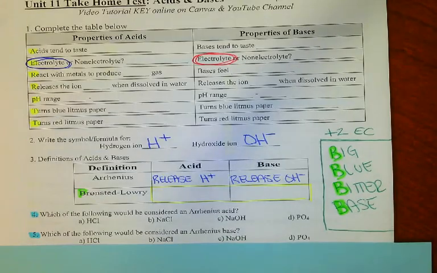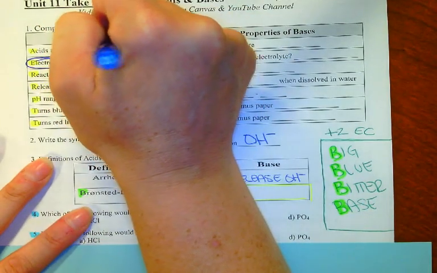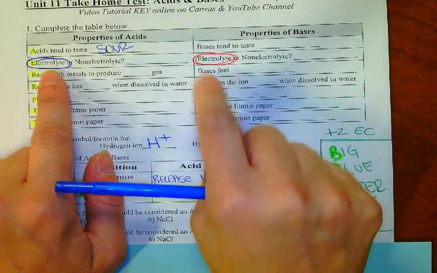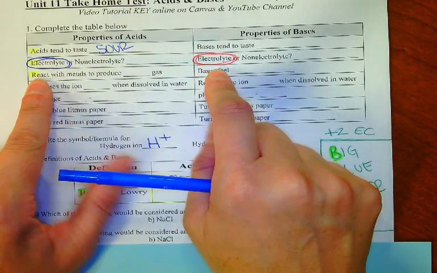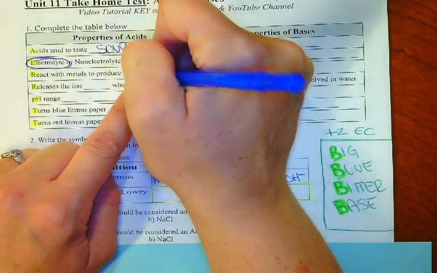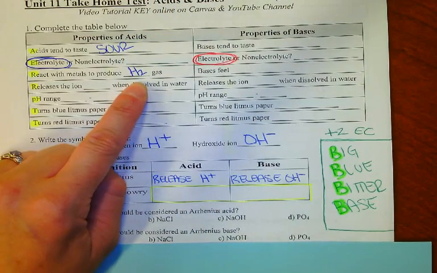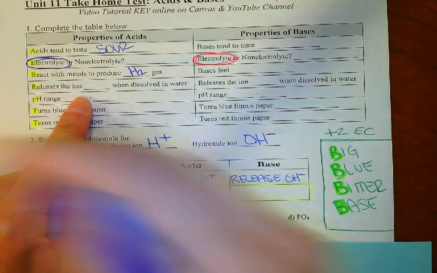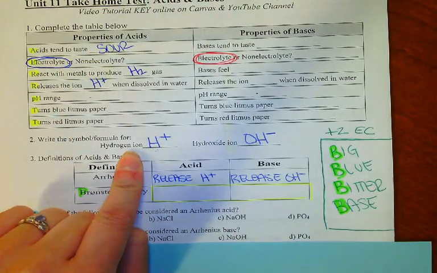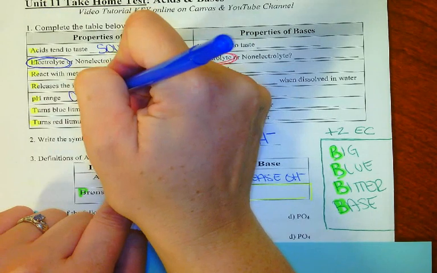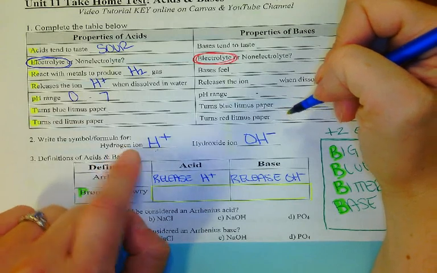For acids, acids like a lemon tend to be sour. I'm going to use blue for this. Acids are sour. Both acids and bases are electrolytes, which means they conduct electricity in solution. Acids react with metals to produce hydrogen gas. Acids are all about hydrogen, and bases are all about hydroxide, OH. Acids release the hydrogen ion, H+, when dissolved in water. Acids have a pH of 0 to 6, or really 0 to 7. 7 is technically neutral, but anything under 7 is acidic.